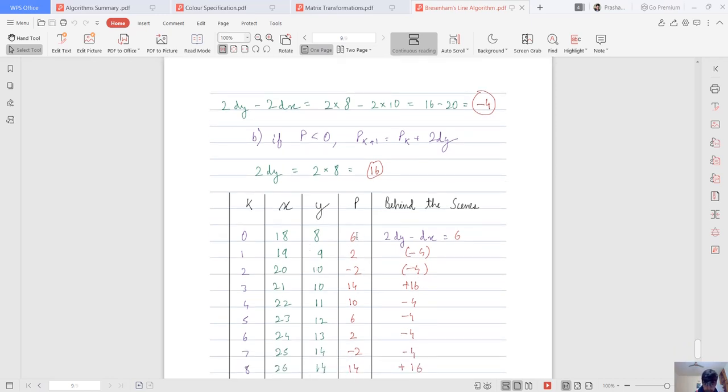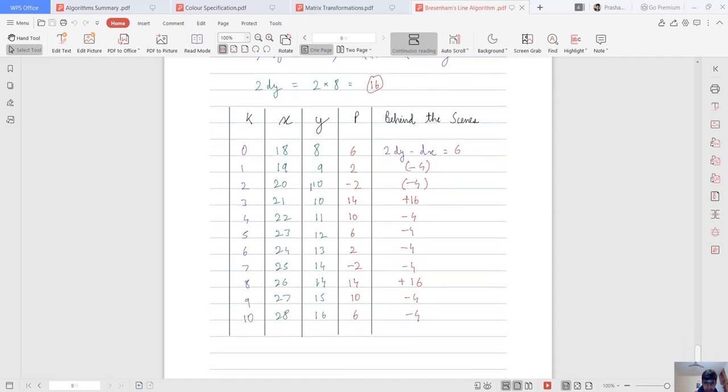So here we go, minus 4, 2, then again minus 4. Since p is positive, we are increasing both. We increase both here, 6, then again 2, then we increase both, and it comes out to be minus 2. Then we don't increase y, we only increase x. Then it comes out to be plus 14. Then we increase both. So this is how our code will run entirely.